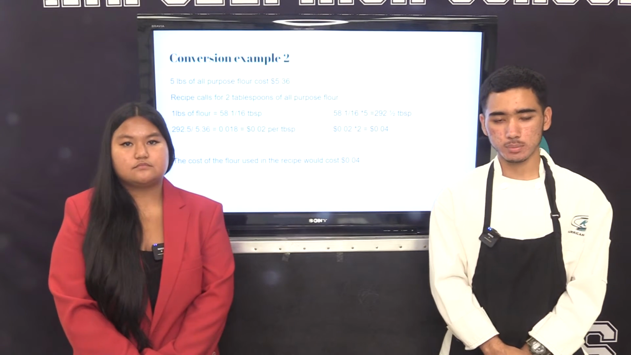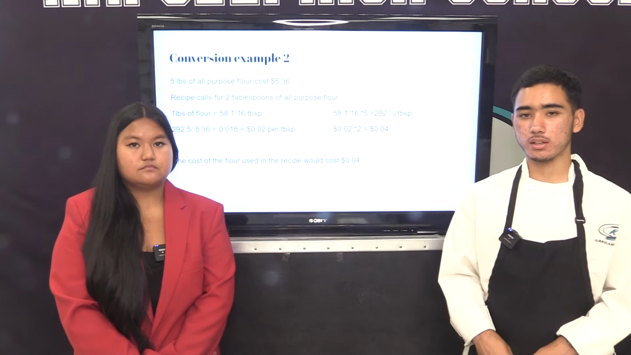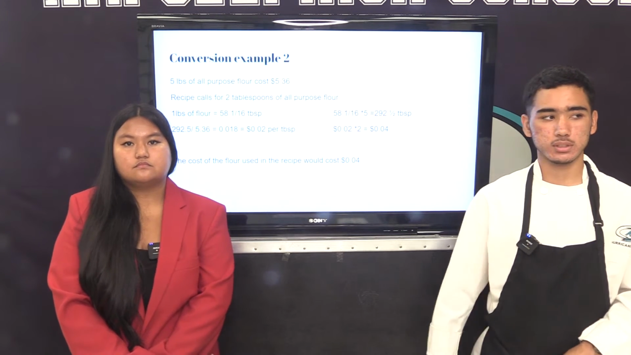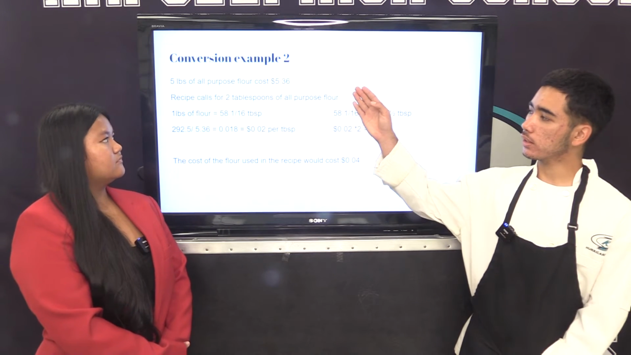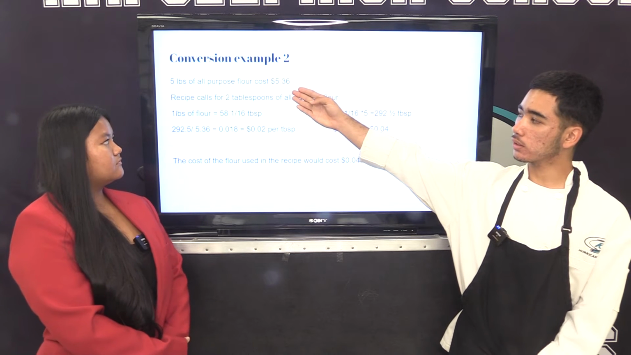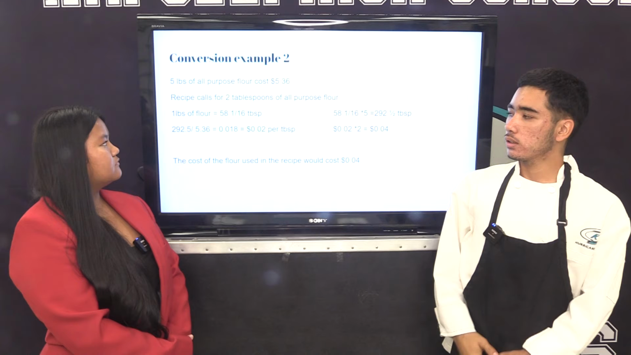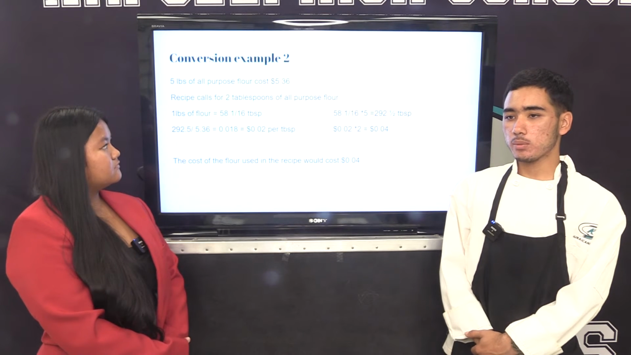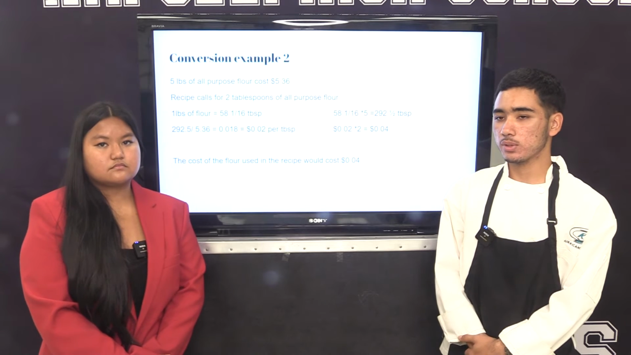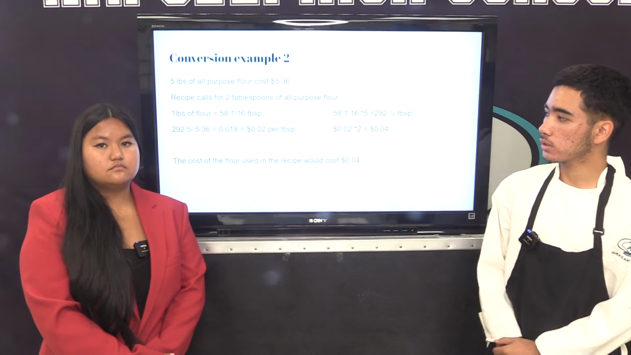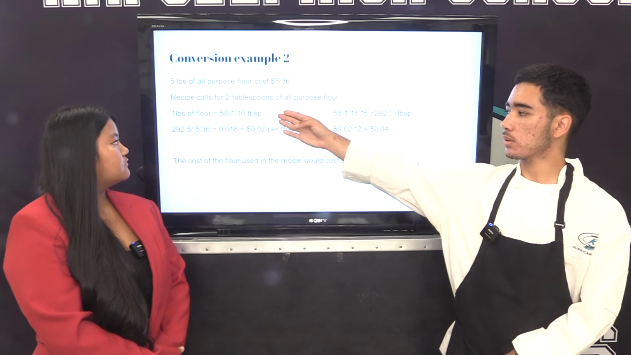In conversion example number 2, we were finding the cost of the flour that will be used in the recipe. The recipe calls for 2 tablespoons of flour, and a 5-pound bag of all-purpose flour costs $5.36. To find the unit price for the flour needed, we would need to convert it down to tablespoons first. 1 pound of flour would equal 58 and 1/16 tablespoons.